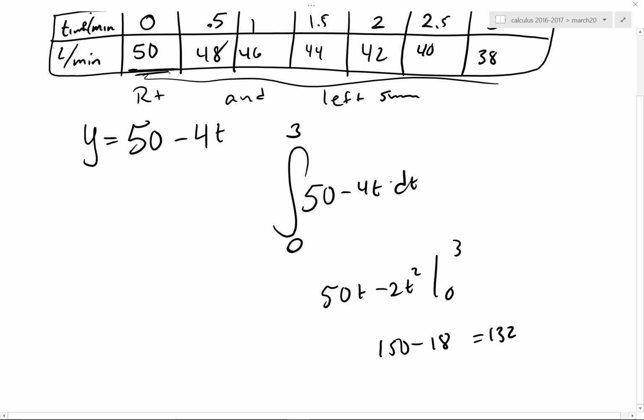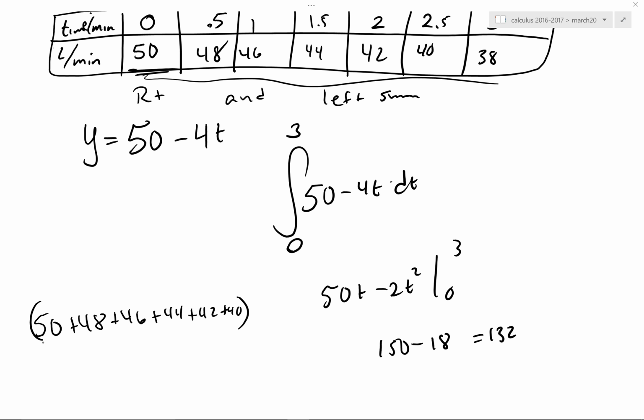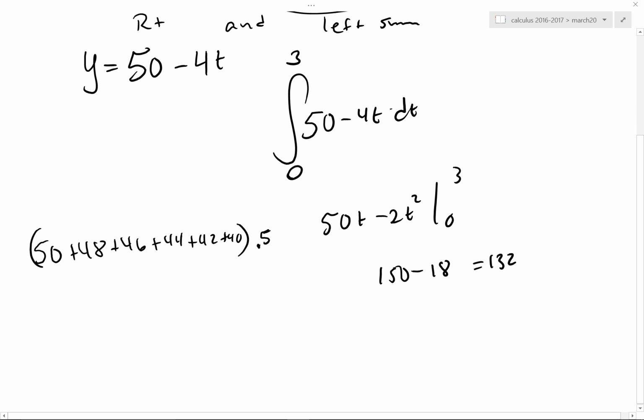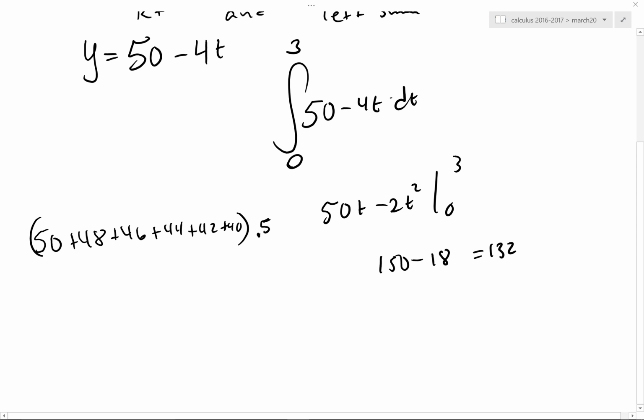Let's try the left sum first, shall we? So what do we have? 50 plus 48 plus 46 plus 44 plus 42 plus 40, right? And then what will we multiply by? What's our delta t in this case? Should be 0.5, yes? So something looks a little fishy there, but let's go ahead and crunch that number out. I have not worked this problem out ahead of time. I just thought, what the heck, I'll just grab it. What is it? For reals. Wow. That's a little bigger than this guy.